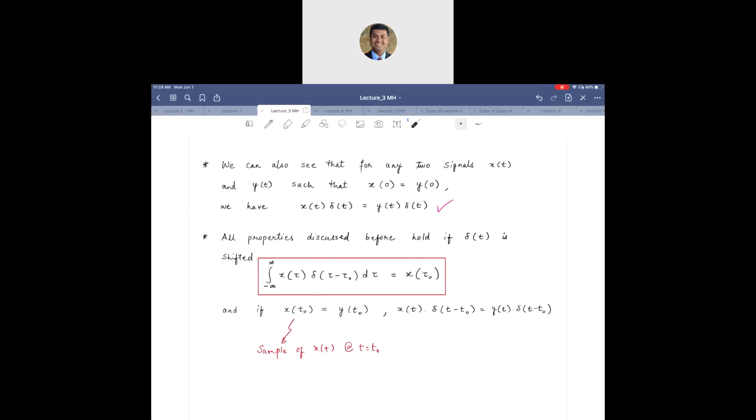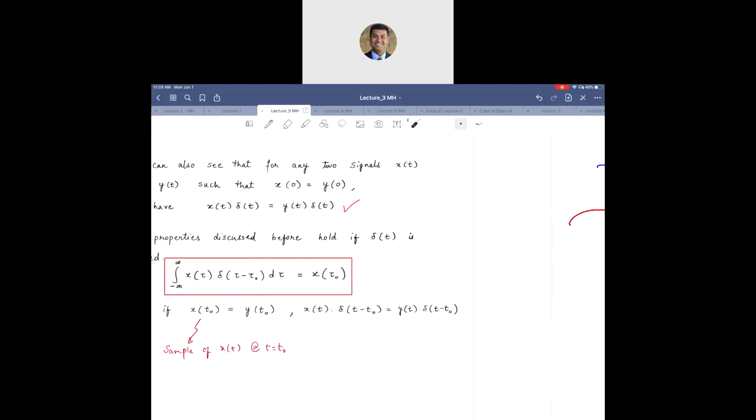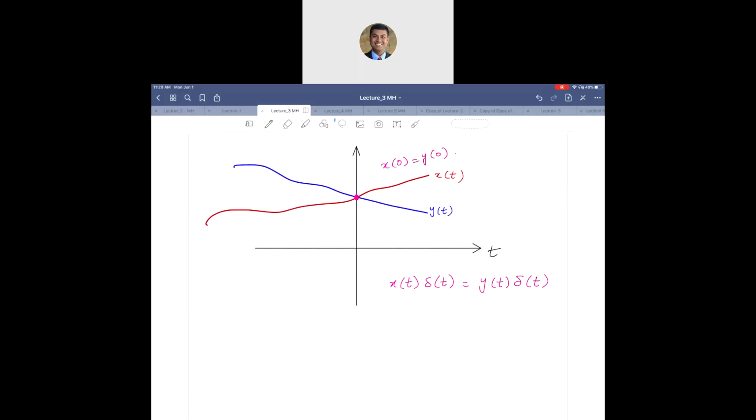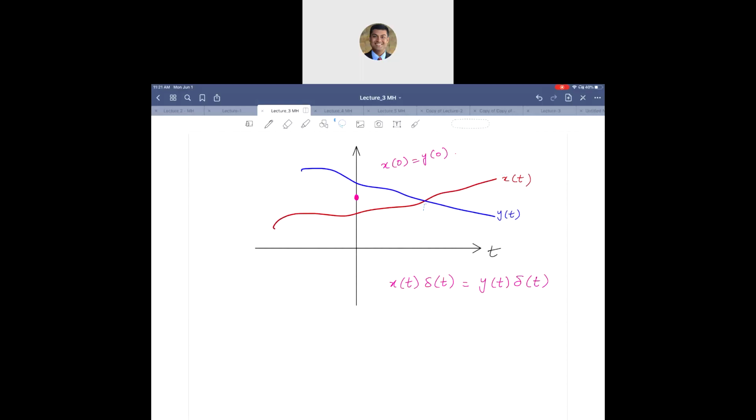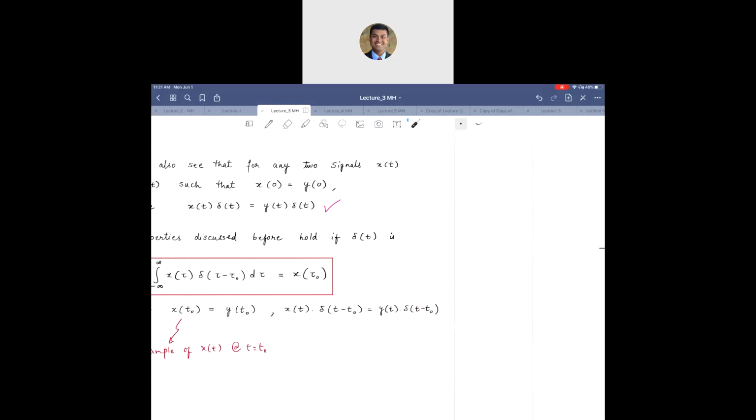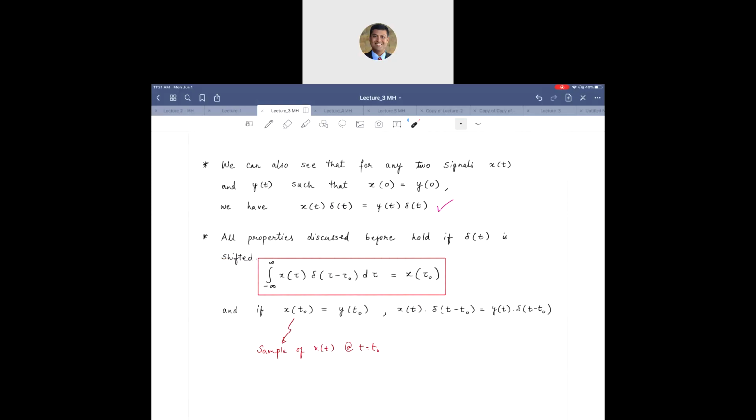Next, all the properties that were discussed before will hold true even when the impulse is shifted. For example, over here we were talking about 0, and we could apply the same thing if we shifted the entire thing somewhere else. We looked at an impulse located at some t0, and you could apply the same logic. The corresponding statement would be, when you integrate for all time, you multiply x of tau with an impulse at tau sub 0, you will essentially evaluate the function at tau 0. We will do some examples about this to get some more clarity.